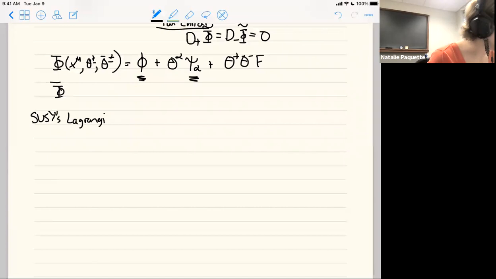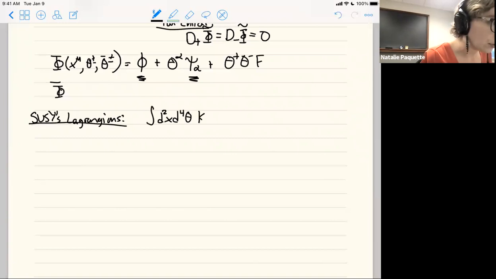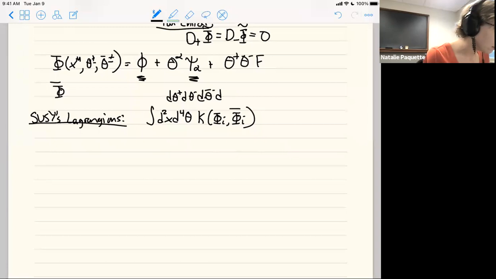Of course, it's not the most general 2, 2 theory, but in particular, you can write terms like a Kähler potential, which is written in terms of an integral over all 4 Grassmann coordinates, over all of superspace. And so these are often called D terms, and you can also write down F terms, which are integrals only over half of superspace.